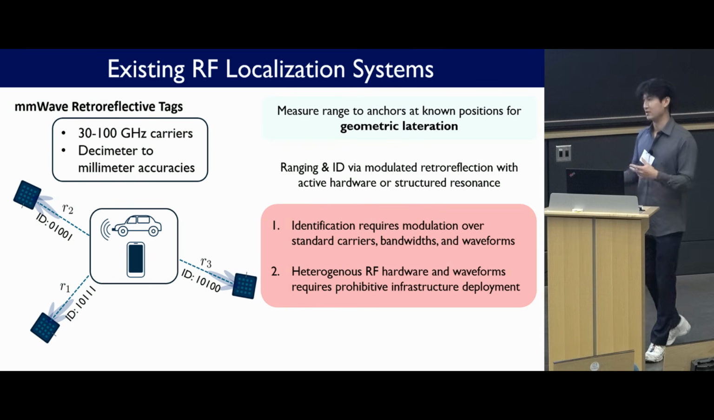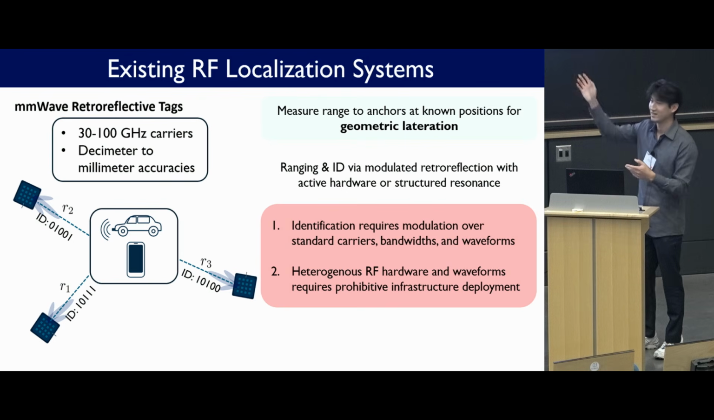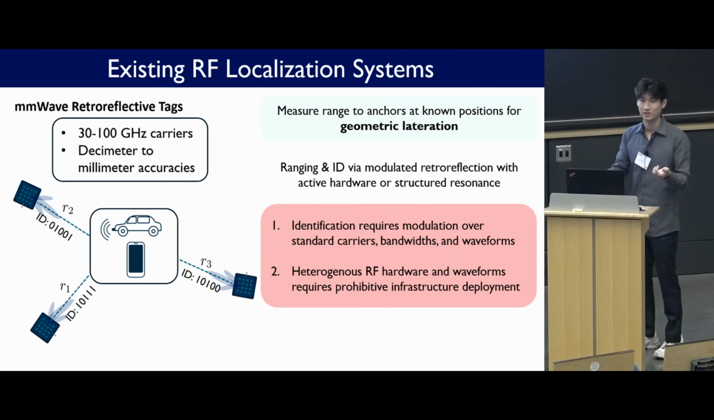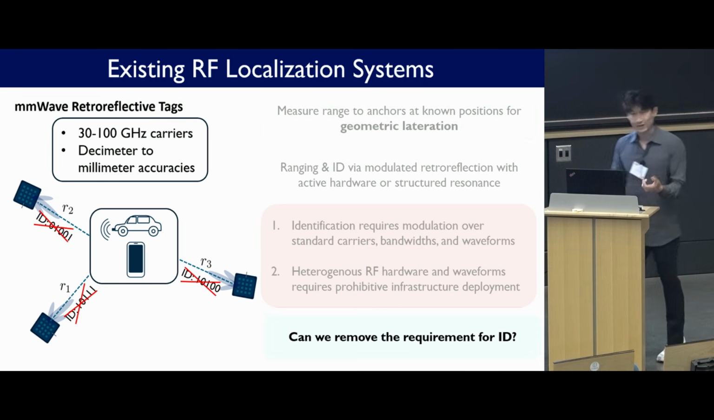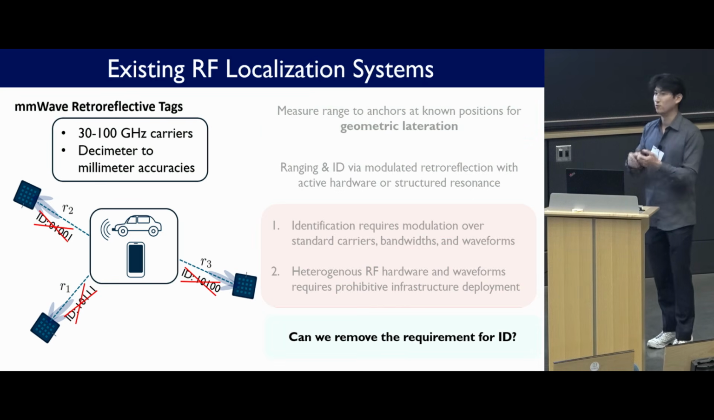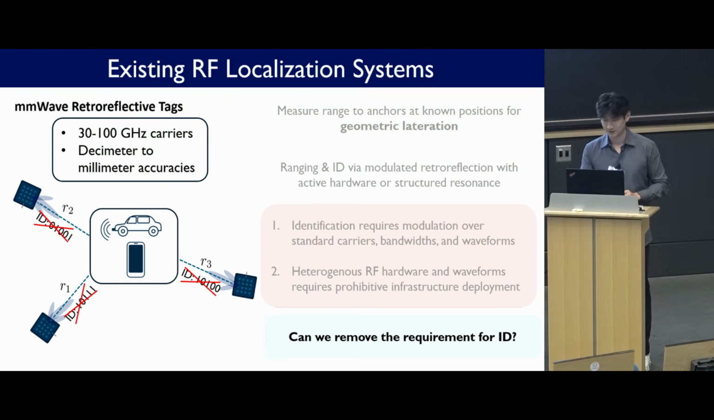In a world where startups are releasing new radars at new waveforms and new carriers every couple months, right? It's pretty untenable for me to assume that they can design their own infrastructure and deploy it widely so that they can actually do localization for themselves, right? And so the guiding question of Gale is, can we remove the requirement for identification in a lateration formulation? So all lateration formulations kind of previously suppose that I have this identity and ordering associated with it. Can I actually remove that assumption?